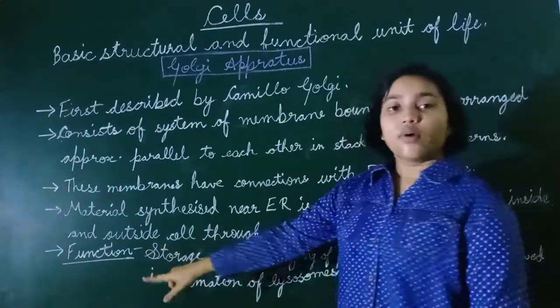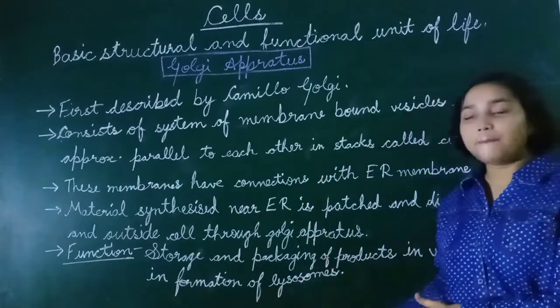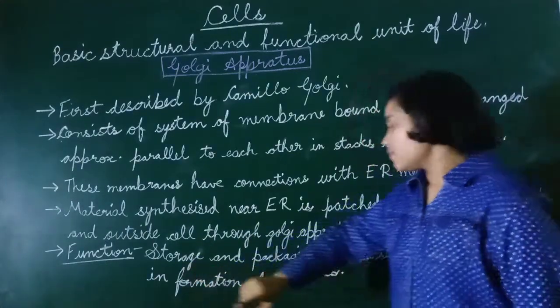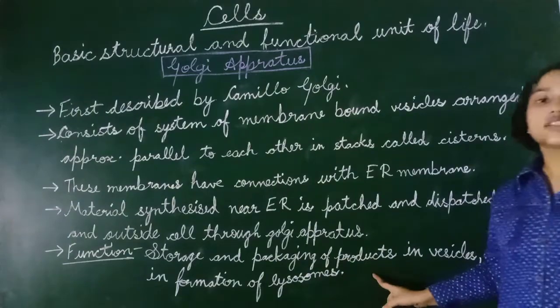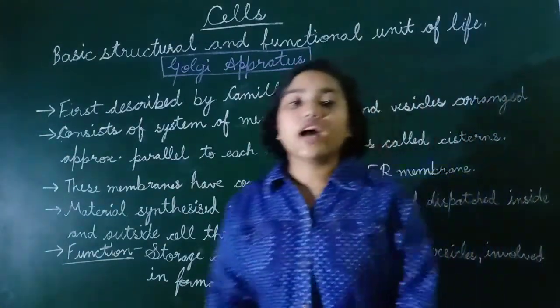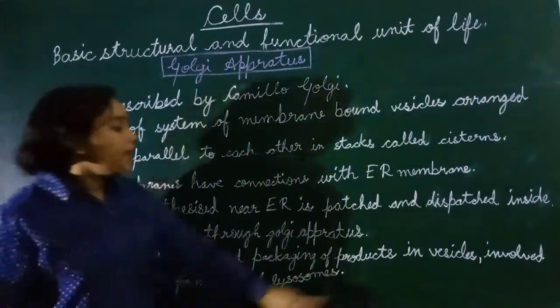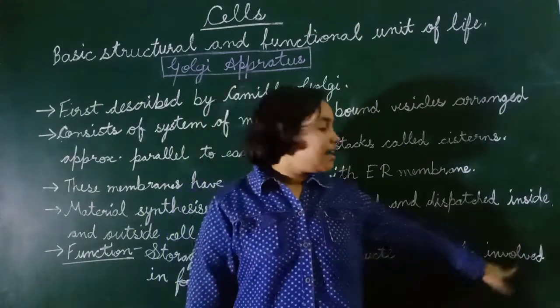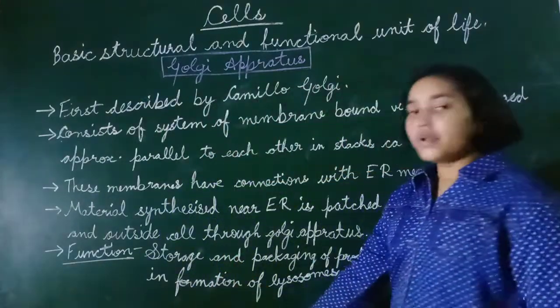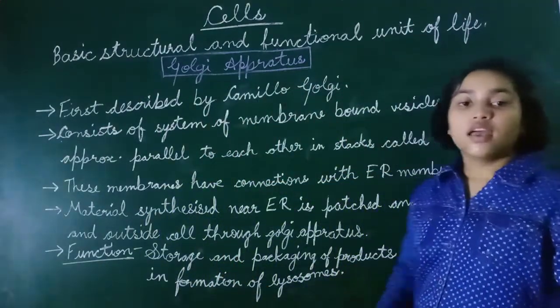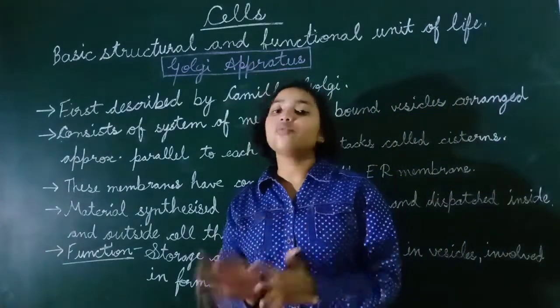So what is the function of the Golgi apparatus? Storage and packaging of products. It packs the products and stores them in vesicles, and it is involved in the formation of lysosomes.